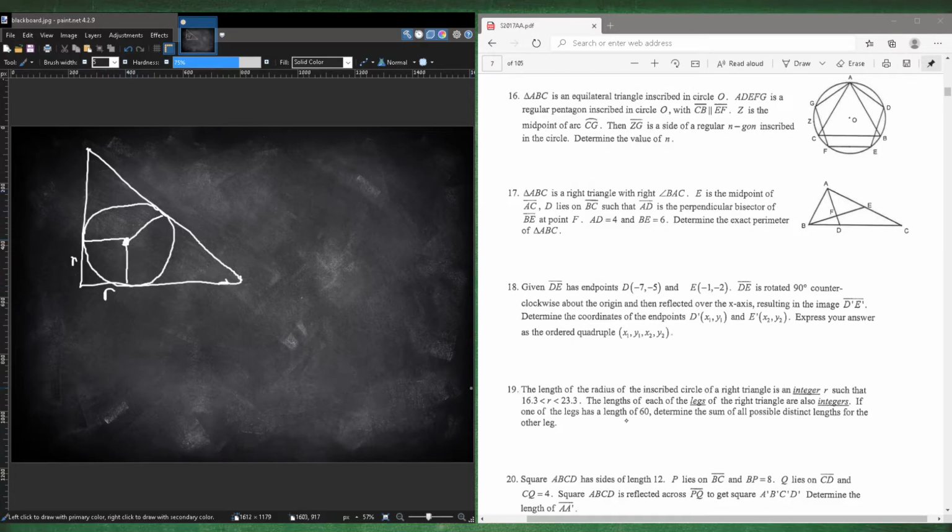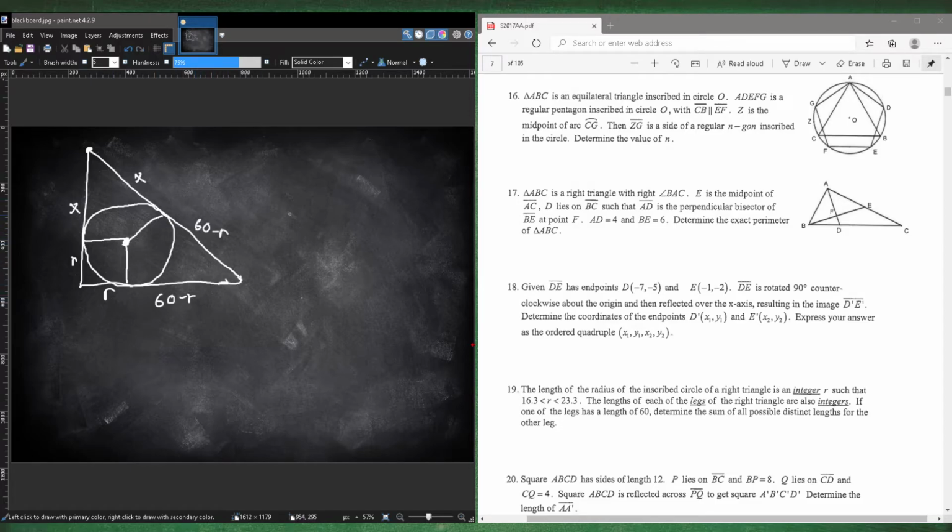So one of the legs has length 60, so let's call this one 60. That means this length over here is 60 minus r, plus this r is 60. And let's call this x. Based on geometry, which says common external points make the same length lines, so that's not the exact definition, but that's how I explain it. If this is length x, that means this is length x. And we could do the same thing for this point. So if this is 60 minus r, this is also 60 minus r.